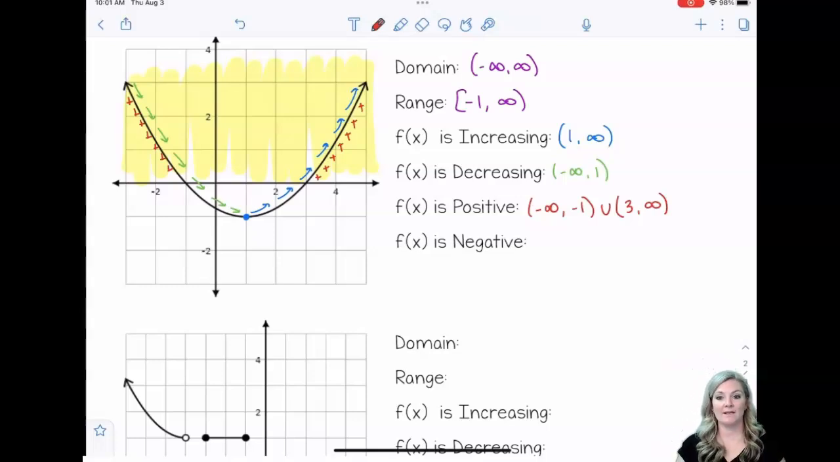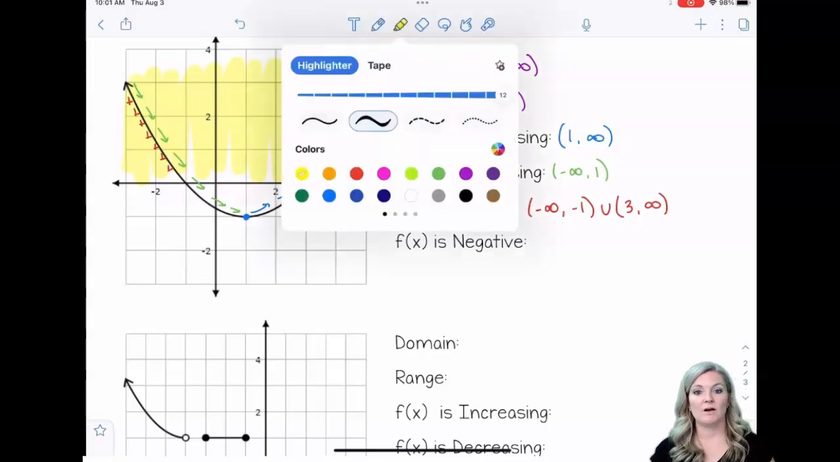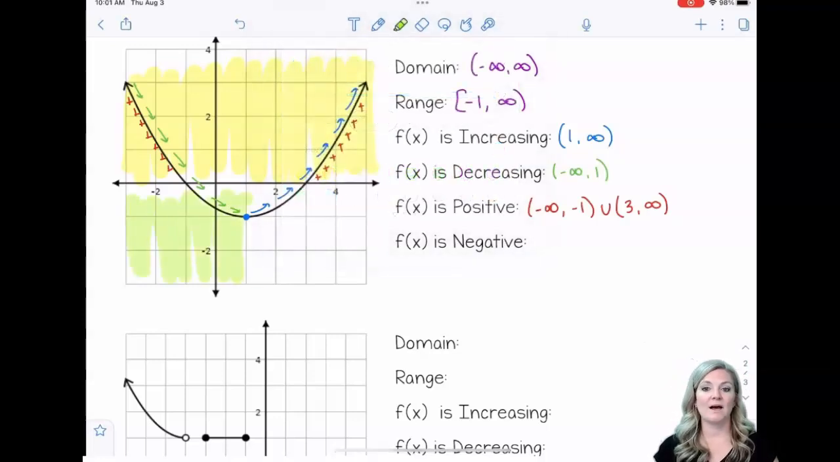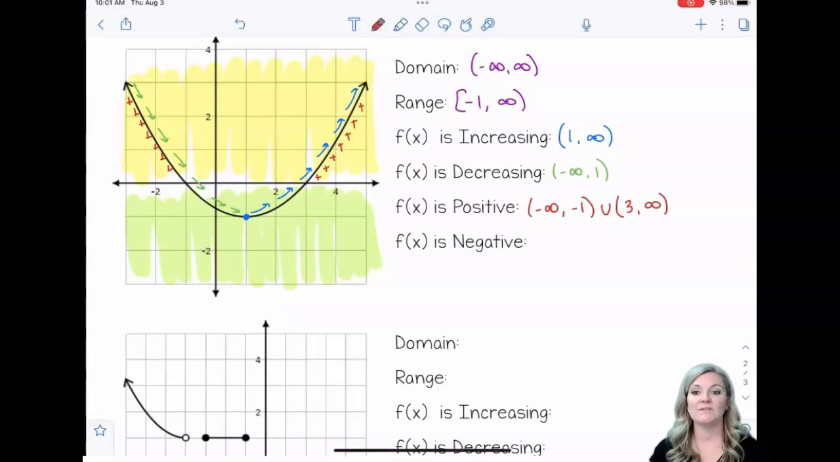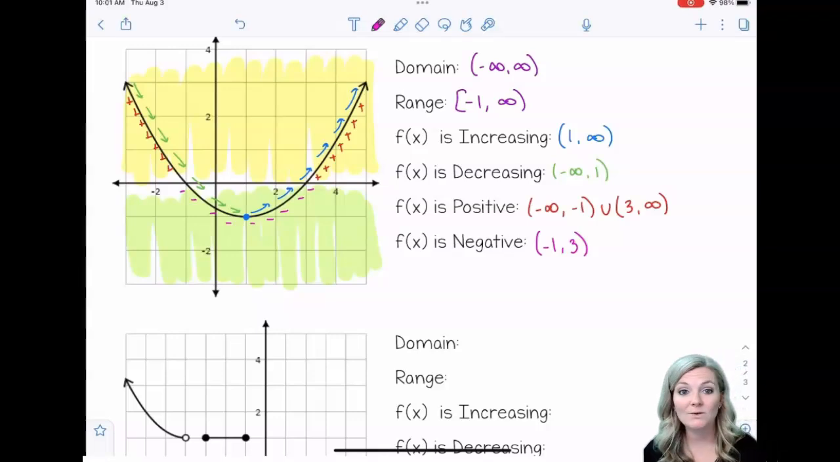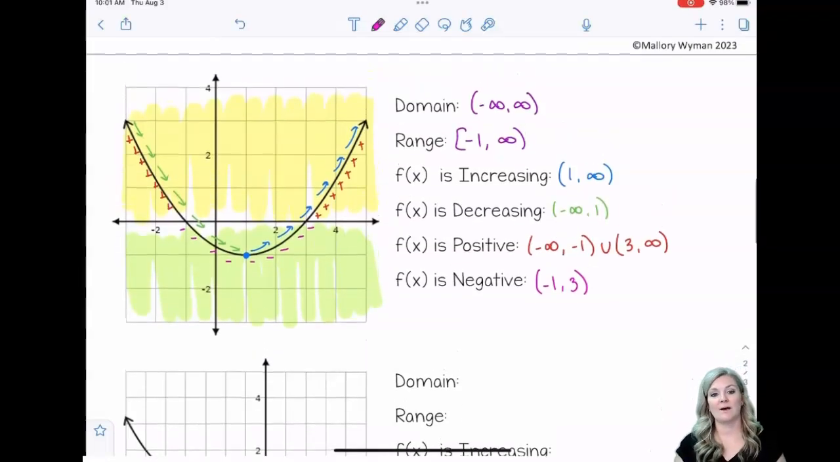Now where is it negative? I can draw negative signs on that bottom half, or I can highlight the negative side. And where does it start being negative? It's starting being negative at -1, and it is stopping being negative at 3. Now it's only that one interval, so I just have the one interval, -1 to 3. Again, it's not including -1 and 3 because those have outputs of 0.